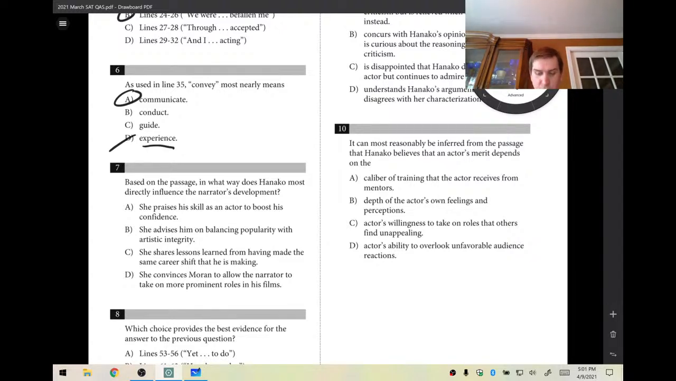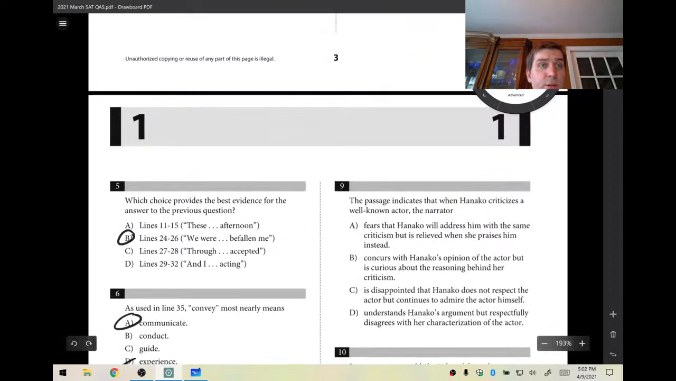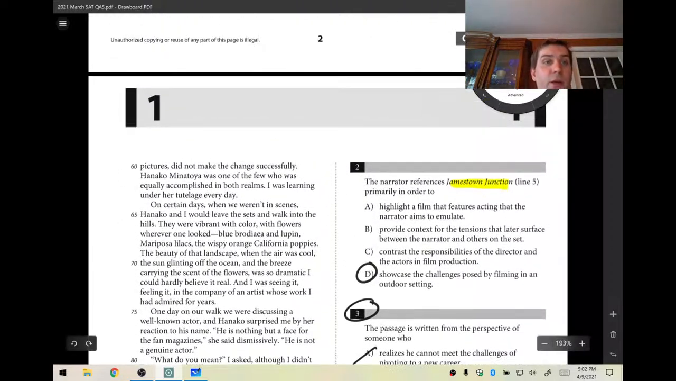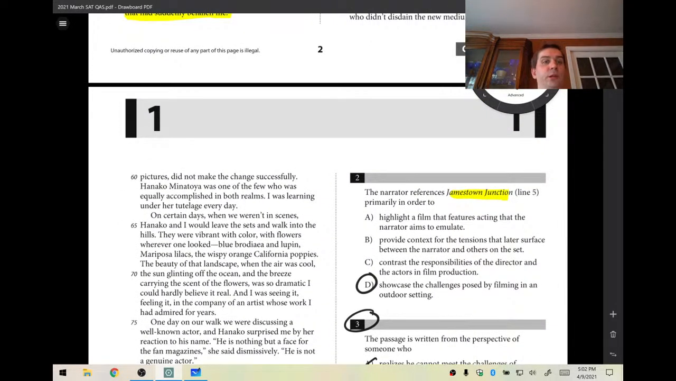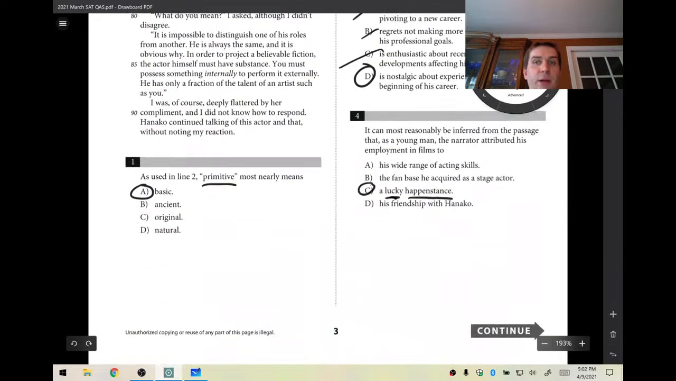Her interaction with the narrator seems formative for sure, because she shares lessons learned from having made the same career shift that he is making. Now we have to find that evidence in the passage. So it's reading comprehension. We have to find physically in the passage where the author mentions this. And it happens in lines 61 to 63. I'm going to highlight this part. Here's where she reveals that she has made the same transition that he's making. "Hanako Minatoya was one of the few who was equally accomplished in both realms," both stage acting and silent films. So she had made the transition that our narrator is making.